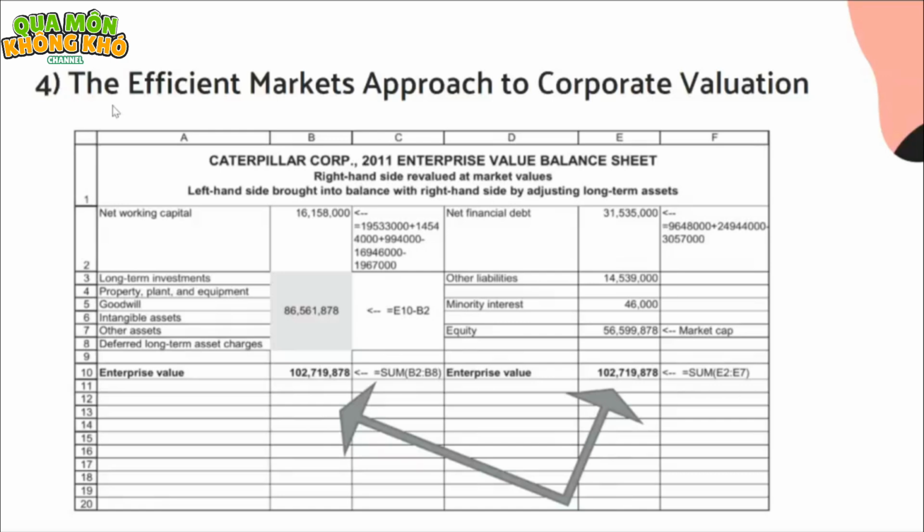So we can see the first way to evaluate the corporation is using the accounting value of the balance sheet of the company, and the second way is to use the market value. So what is the problem with the market value?